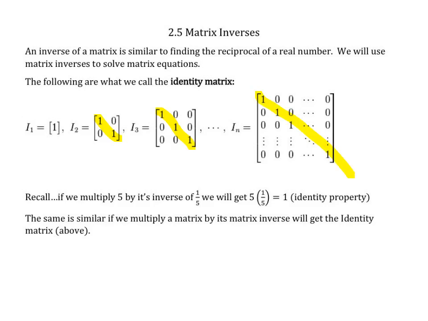The identity matrix works when we have square matrices, so 1 by 1, 2 by 2, 3 by 3, 4 by 4, etc. You can get as large as we'd like. Recall that if we multiply 5 by its inverse of 1/5, we get 5 times 1/5, which is 1. This is known as the identity property. It is similar if we multiply a matrix by its matrix inverse: we will get the identity matrix above, depending upon how big we start with.